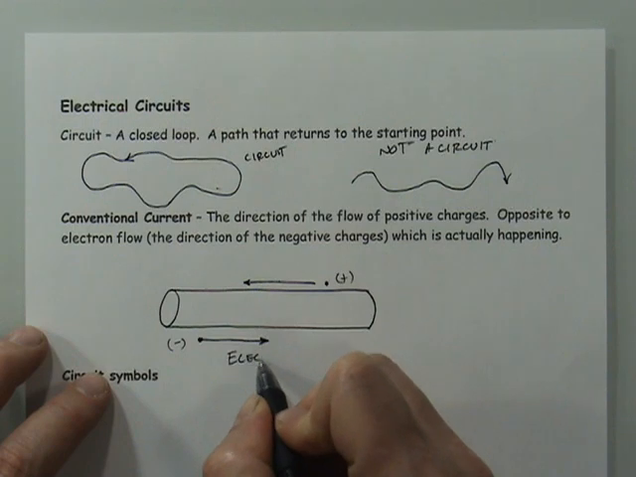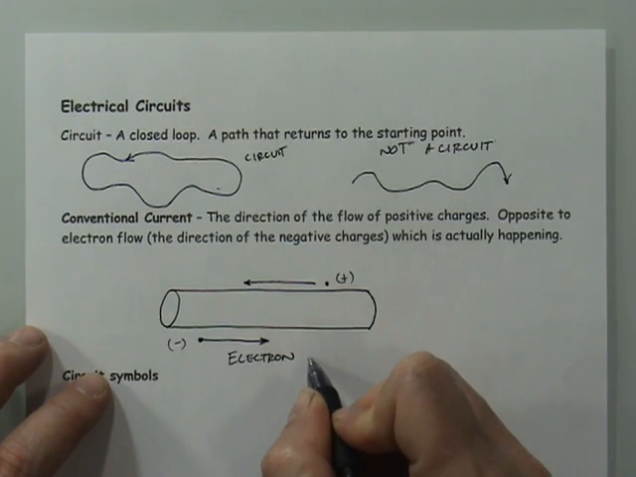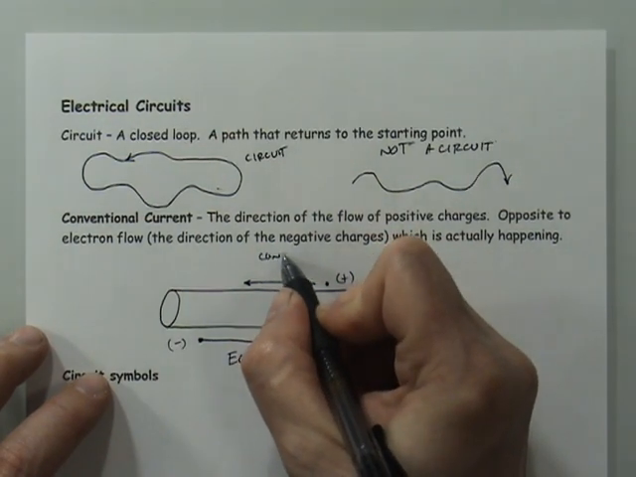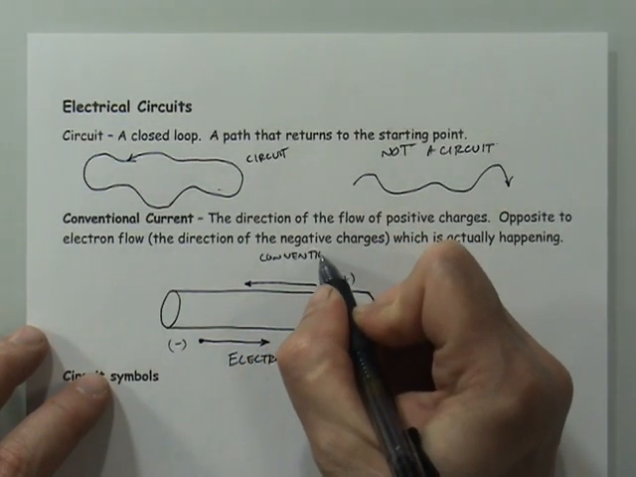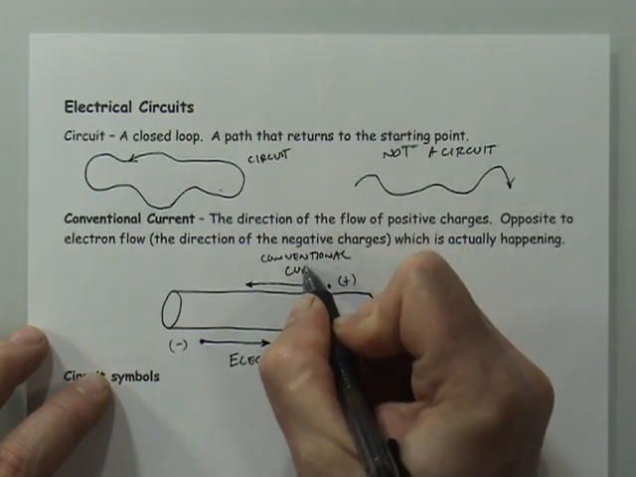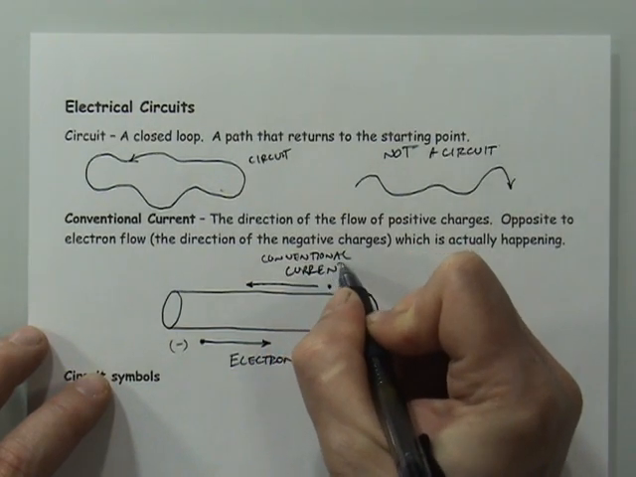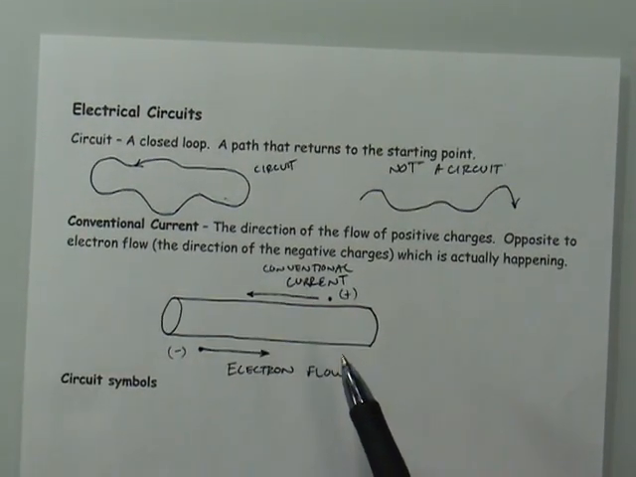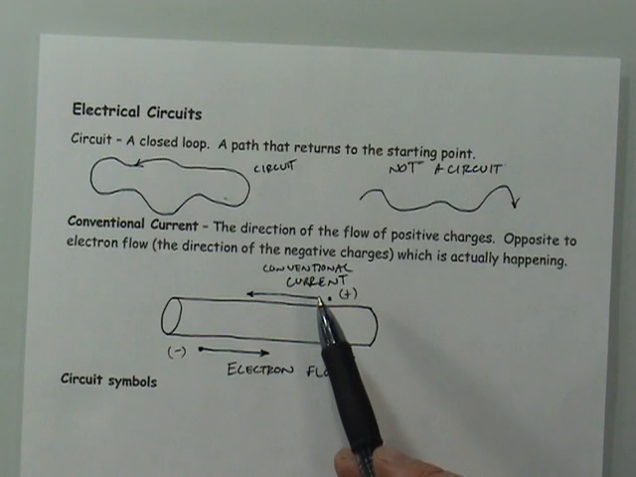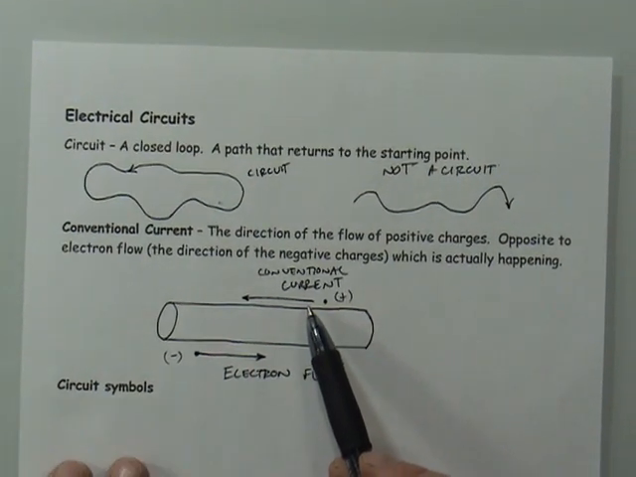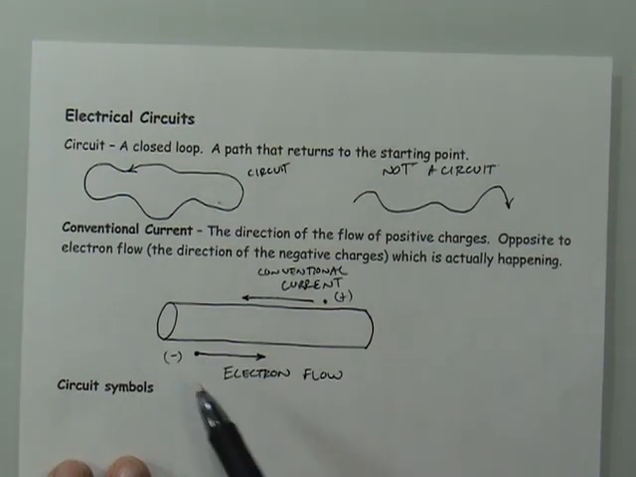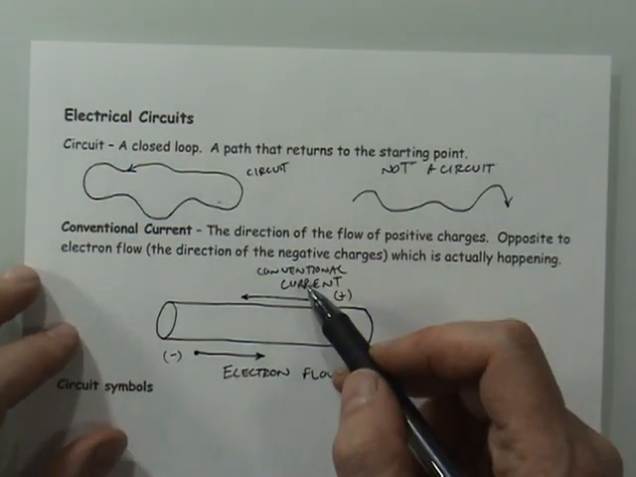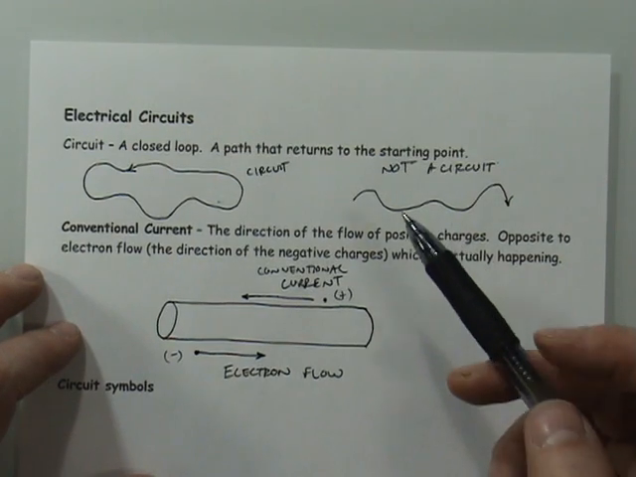So this is electron flow on the bottom. That's what's actually happening. And then on the top, we have something called conventional current. And that is what we are going to use for the remainder of this topic. We will always be using the conventional current. It will be assumed that if you use the word current, you mean conventional current, and that if you want to talk about the movement of the negative charges, the electrons, then you will use the word electron flow, and you will not use the word current at all. So the word current always refers to the direction of the positives.